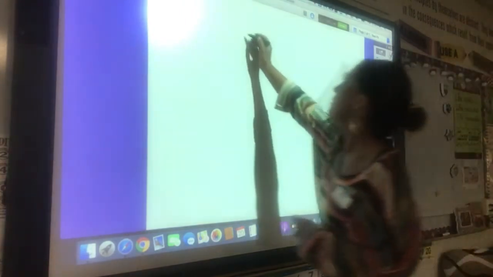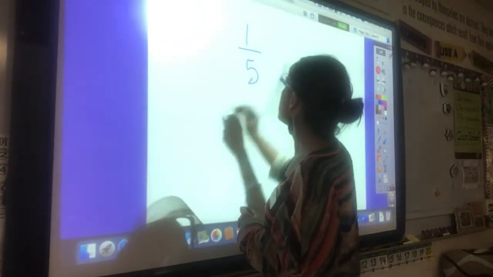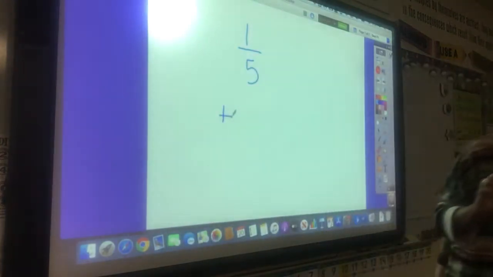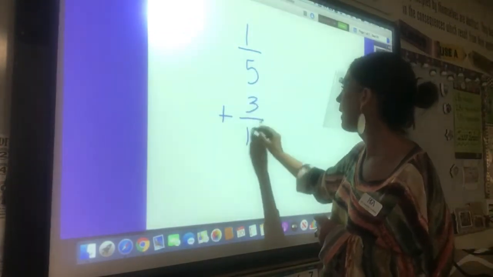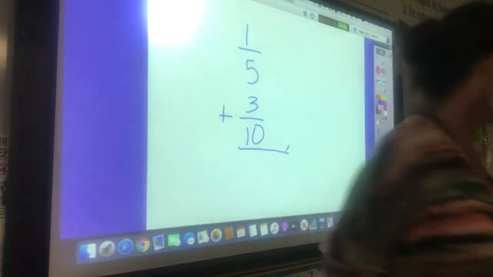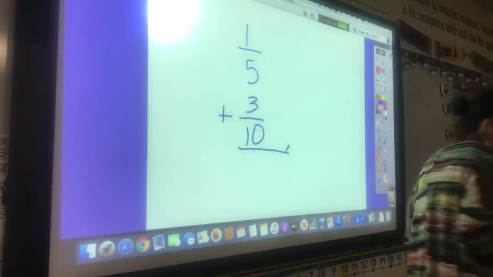Let's look at 1/5 plus 3/10. Okay, so our denominators are 5 and 10.